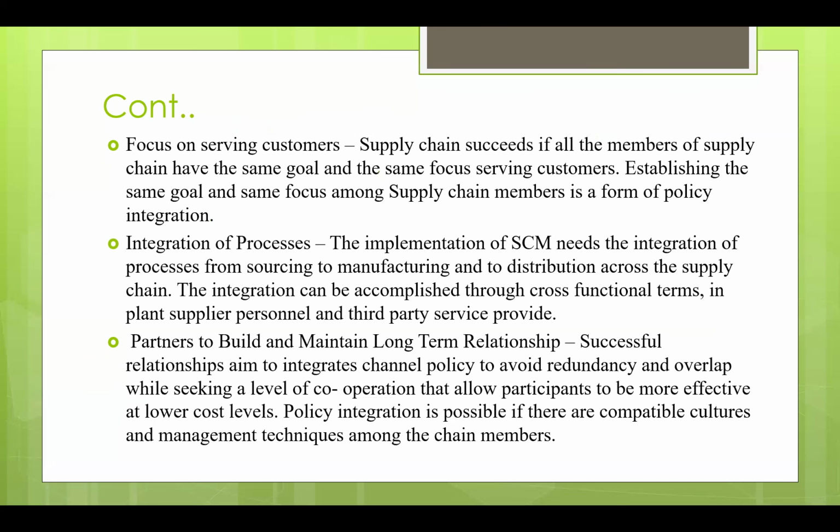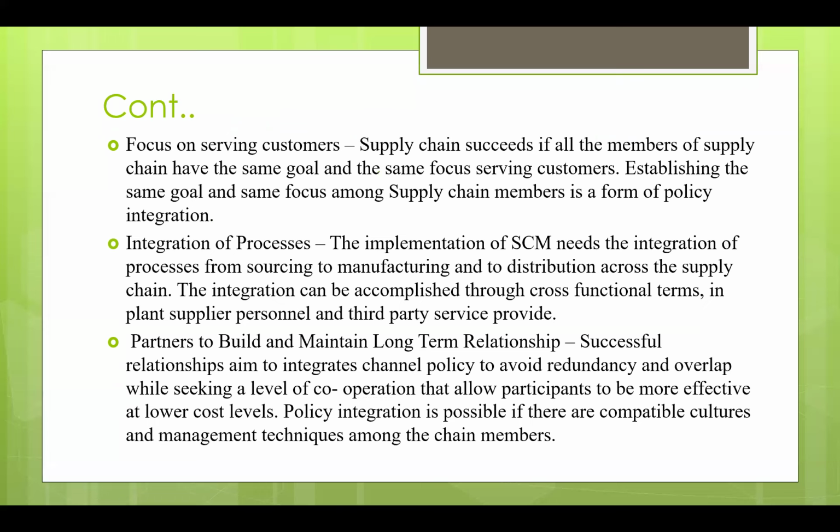Here, supply chain management focuses on serving customers. That is, a supply chain succeeds if all the members of the supply chain have the same goal and the same focus, that is of satisfying customers. Establishing the same goal and the same focus among supply chain members is a form of policy integration.